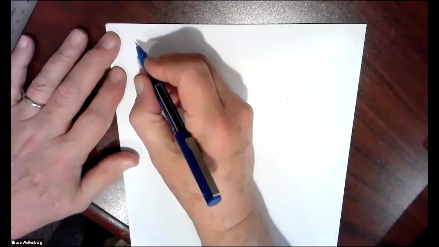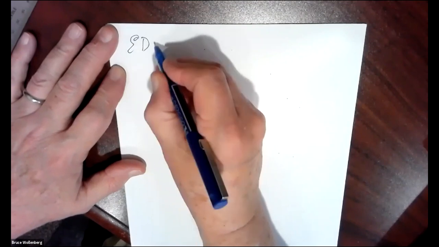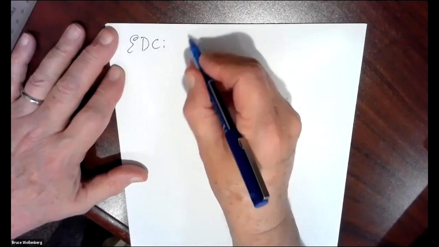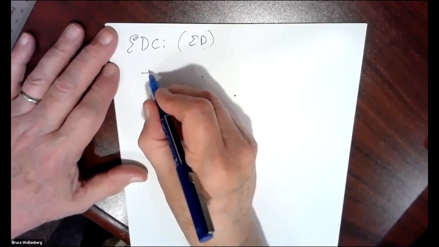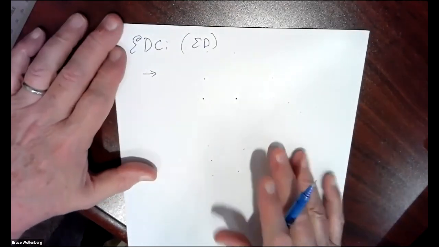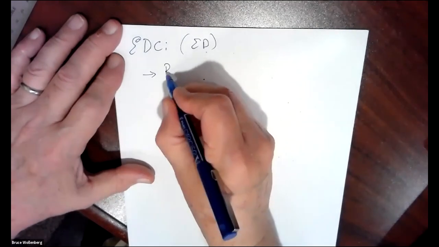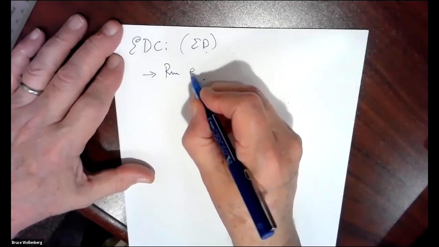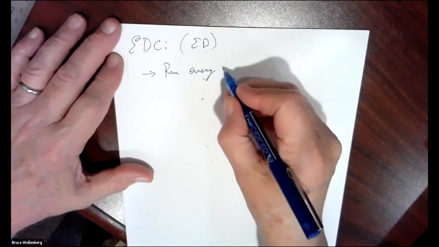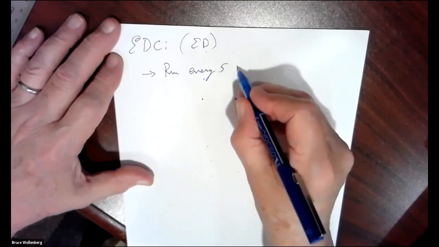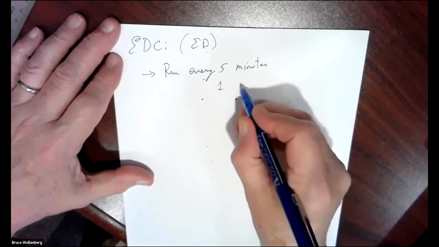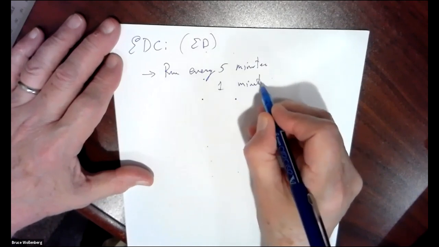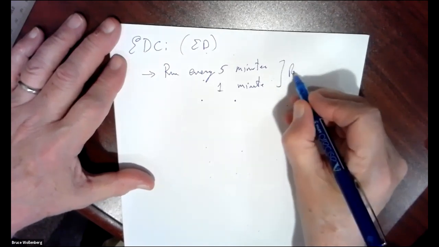Let's scope out the economic dispatch calculation, or EDC, or just ED. Normally you run it, let's say, every 5 minutes, or maybe even every 1 minute. This is in real time.